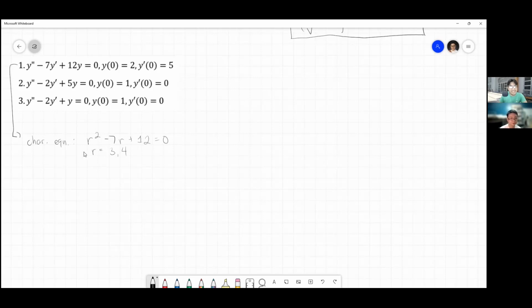Okay. Just in case lang, baka feeling nyo masyadong mabilis, factor nyo lang to. So, that is r minus 4, r minus 3 equals 0. Kaya yung r natin is 3 and 4. Okay? Dahil meron tayong real na magkaibang roots, yung magiging solution natin, y of x is equal to c1 e to the 3x plus c2 e to the 4x. So yan yung ating general na solution natin.